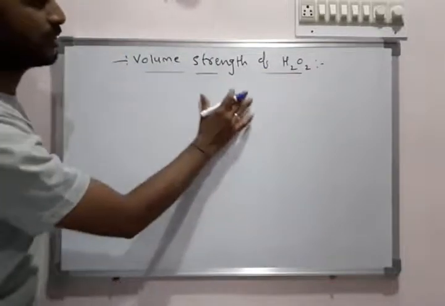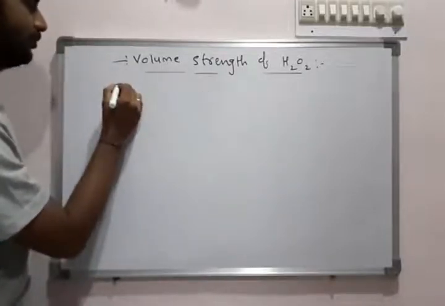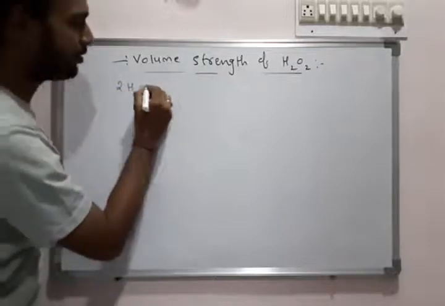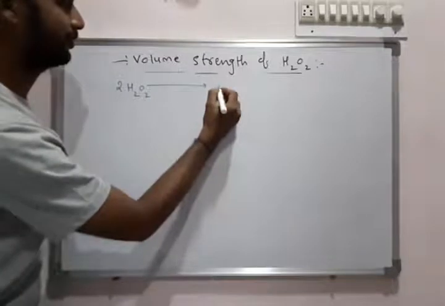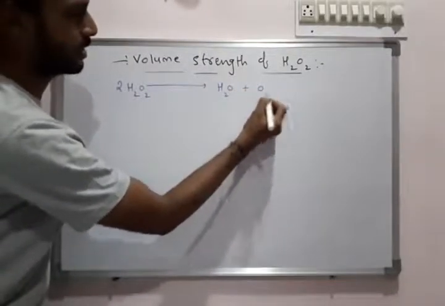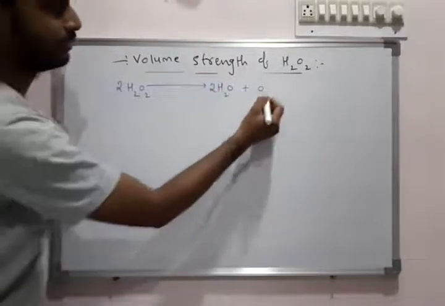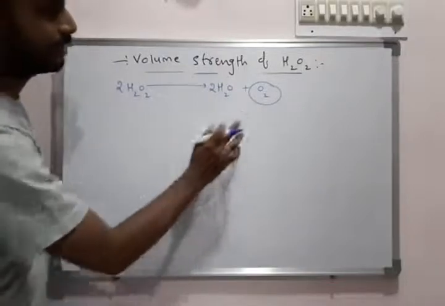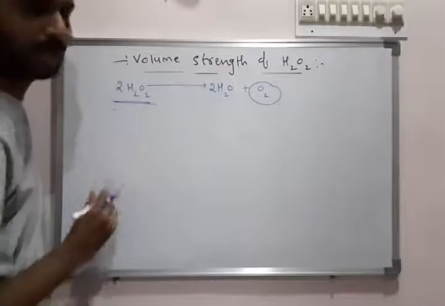So what does volume strength of hydrogen peroxide mean? This is based on its decomposition reaction. We know that hydrogen peroxide is a very unstable liquid. It easily decomposes into water and oxygen. Here the important one is the volume of oxygen, the volume of oxygen released from a sample of hydrogen peroxide.